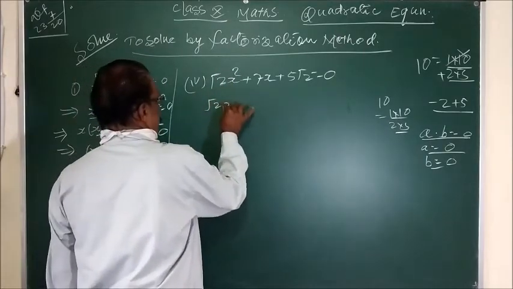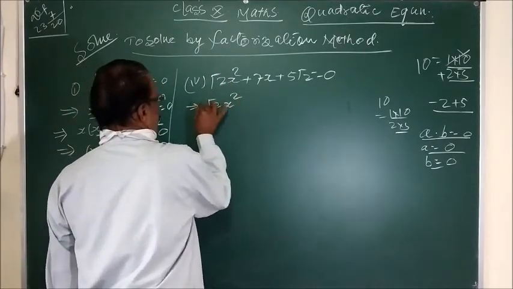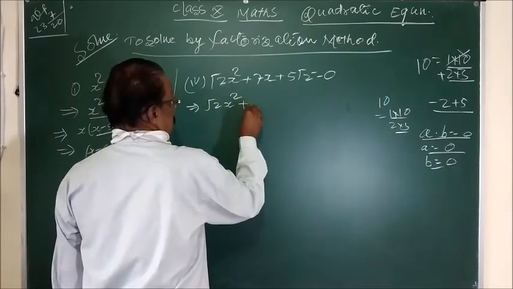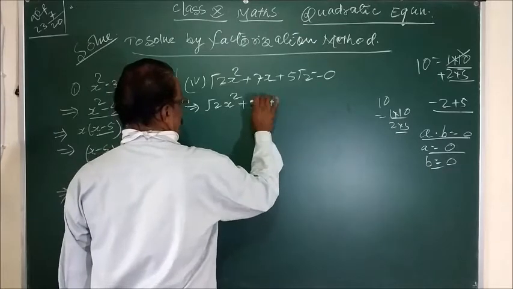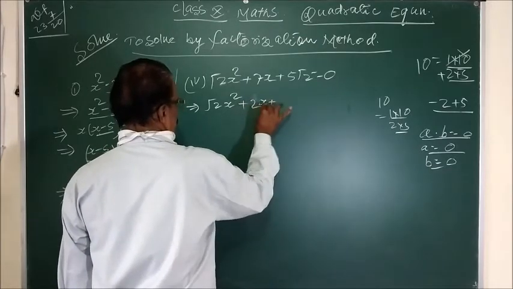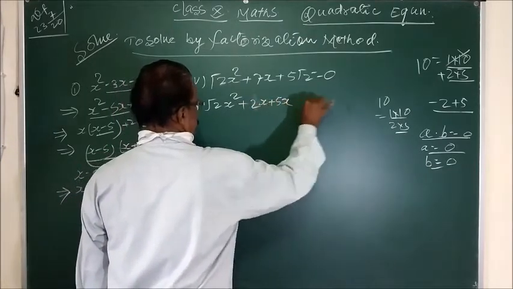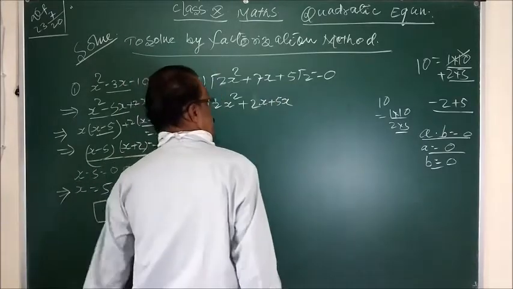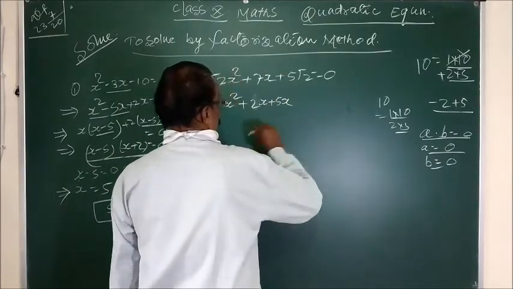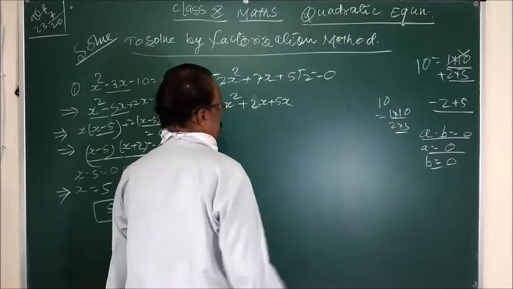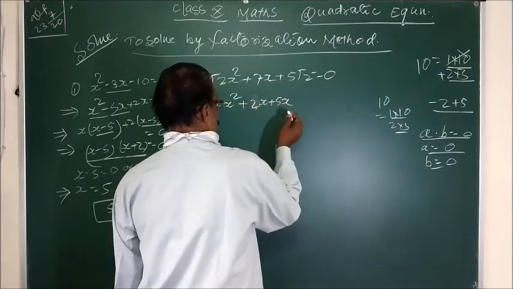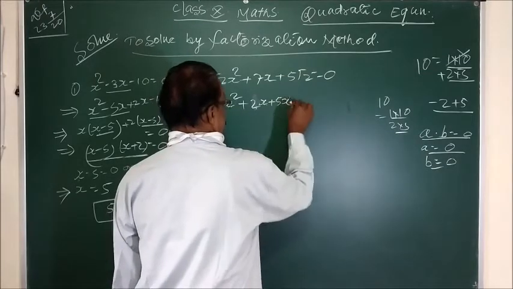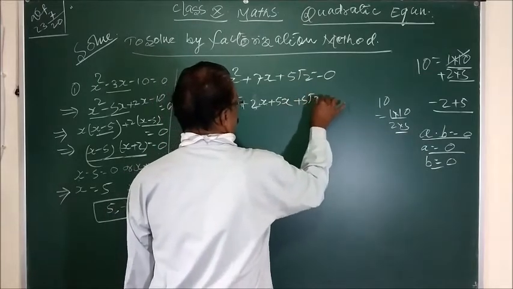So root 2x square, and this will be 2x plus 5x or 5x plus 2x, whatever. No change if you change the order, no change in the value, no change in the solution. If you change the order of the factors, 5x plus 2x or 2x plus 5x, 5 root 2 is equal to 0.